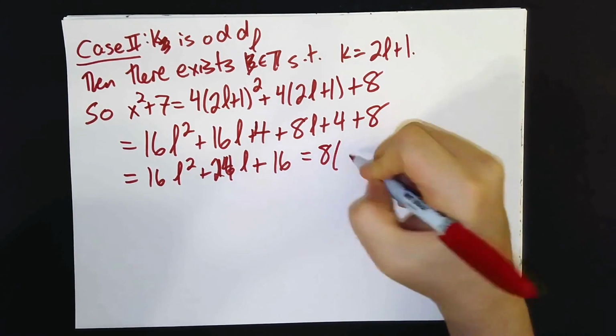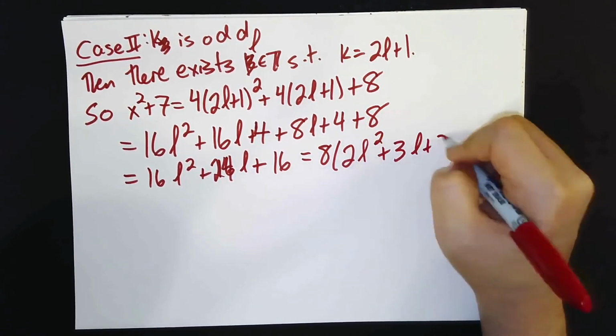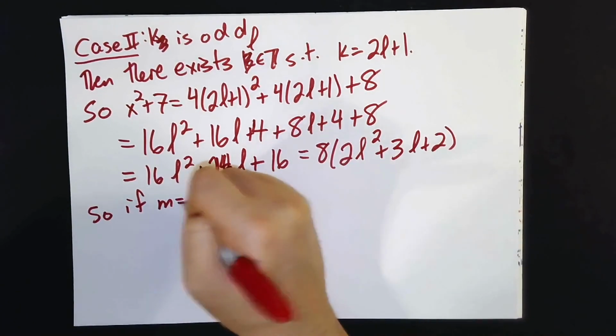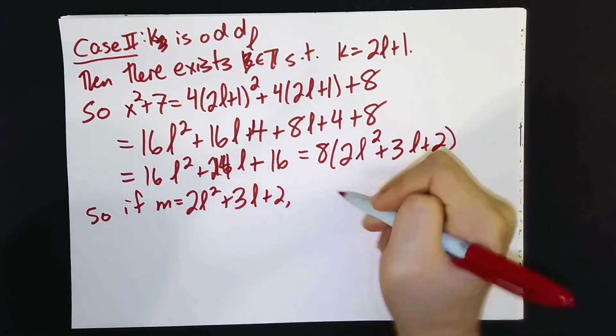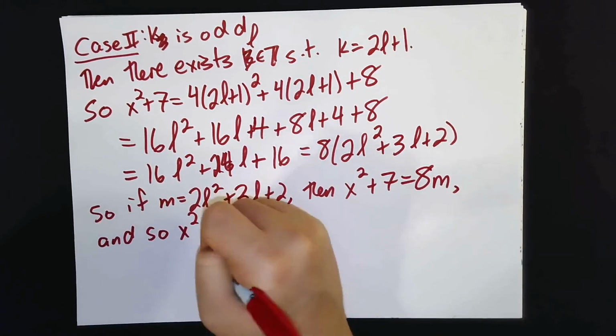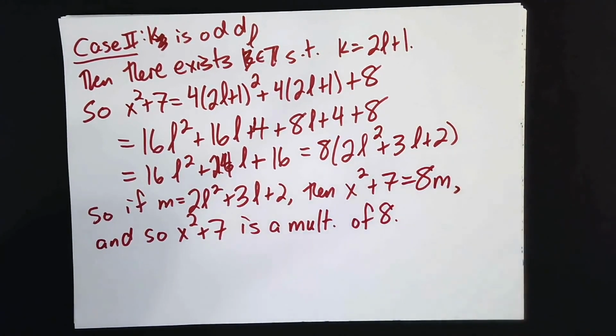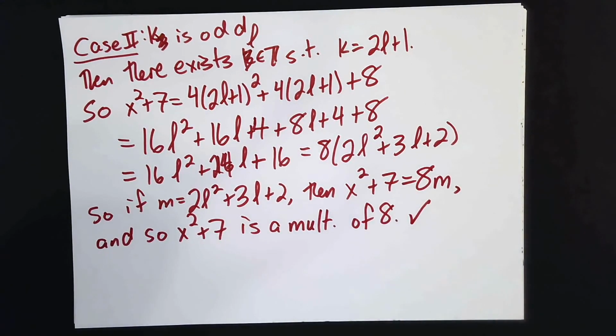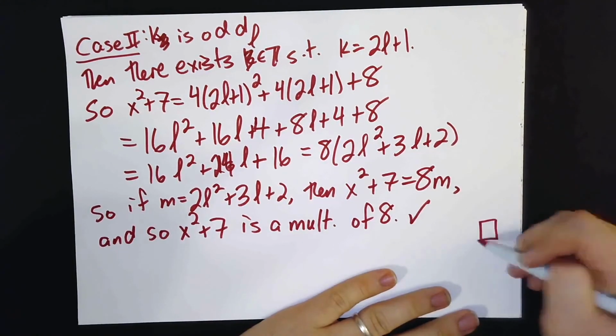And lo and behold, I can factor an 8 out of that. And so, if I take m to be that thing, then x squared plus 7 is 8 times m, and so x squared plus 7 is a multiple of 8. Alright, that completes that case, and since all integers are even or odd, that means we are done with our proof.